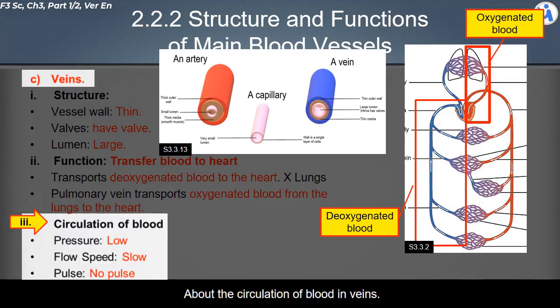About the circulation of blood in veins. The blood pressure in veins is low. The blood flow speed is slow. And no pulse is detectable from veins.